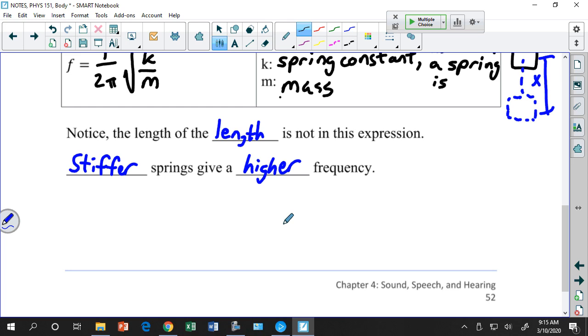But Sarah? Is it the length of the link or the length of the spring? The length of the spring. Oh, okay. Why would it be the length of the link? That's what you wrote. Yeah, the length of the spring is not in this expression.